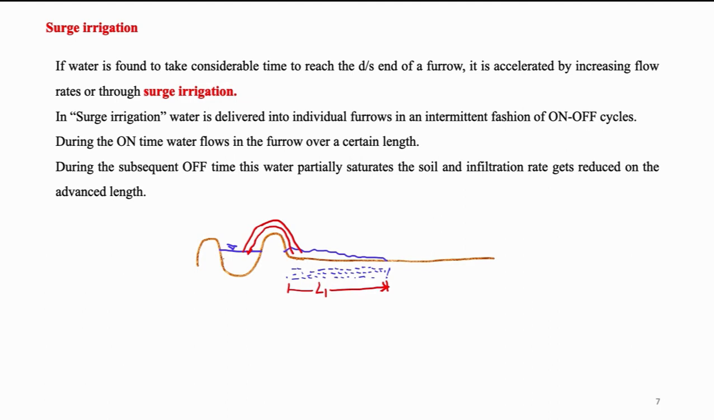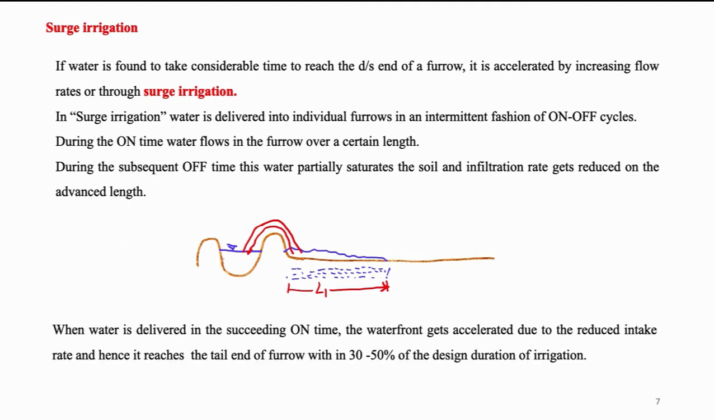Since no water is supplied, the already supplied water during the on cycle partially saturates the length L1. Now, it is the turn of the second on cycle. The second installment of water is allowed into the furrow. As the length L1 is already partially saturated, the second installment of water flows faster with minimum wastage in percolation loss. It is found to take 30 to 50% less time than the regular furrow method.